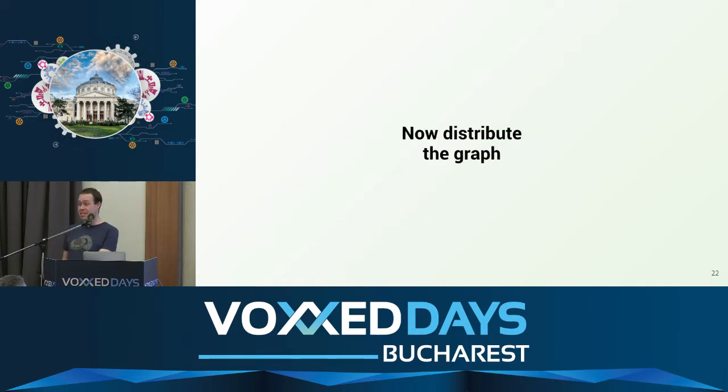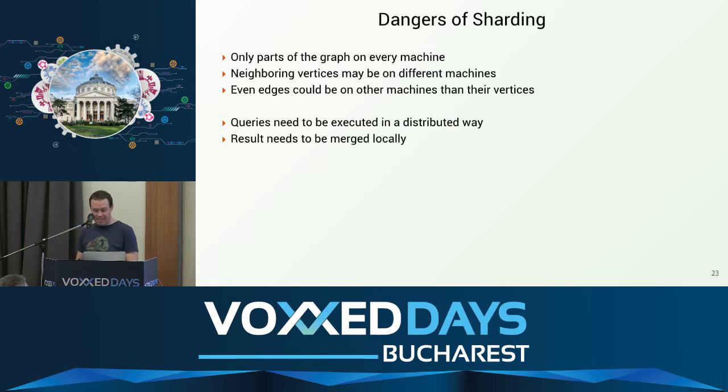Good, but now let's distribute the graph. So what are the dangers of sharding? First of all, I have only parts of the graph on every machine. I do not have the complete graph in one place. This introduces the problem that neighboring vertices may be on different machines. And even worse, edges from these vertices could be on other machines as well. So for one neighbor, I could have the starting vertex here, the edge on that server, and the neighbor vertex on this server. Worst case.